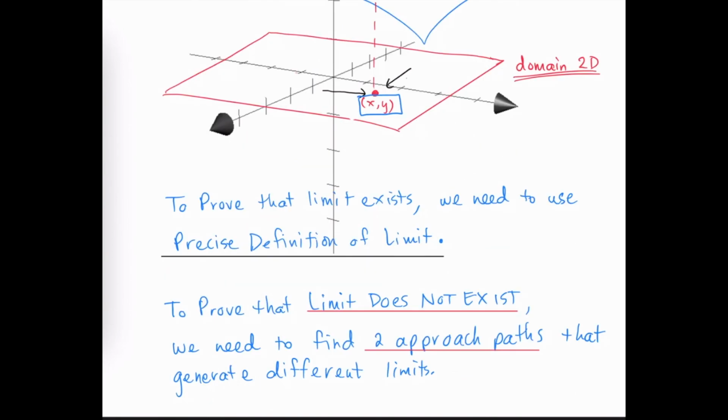There are some common paths of approach that can be used that usually are enough to demonstrate that a limit does not exist, but that's what we would need to do, find two different paths that generate two different limits.